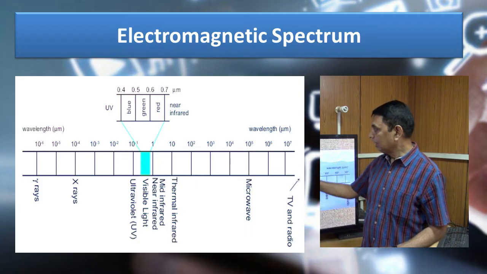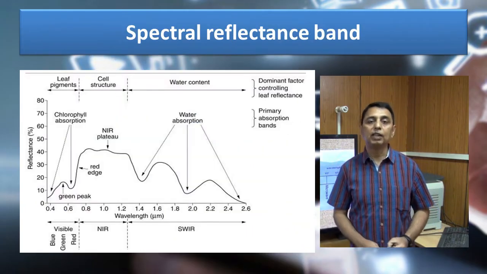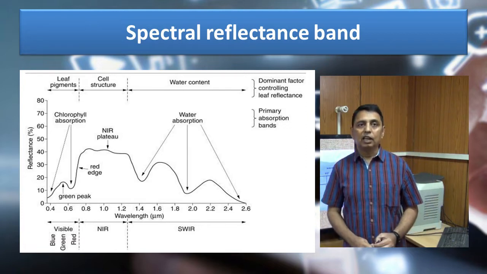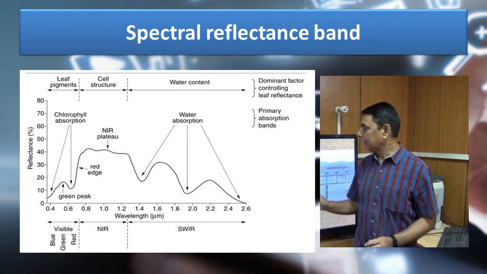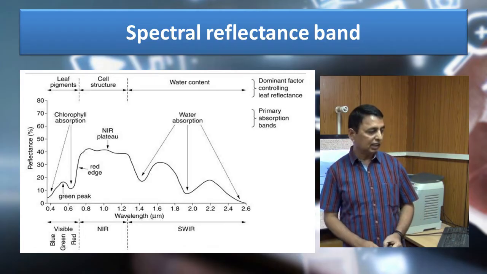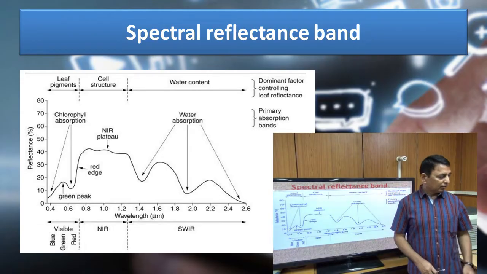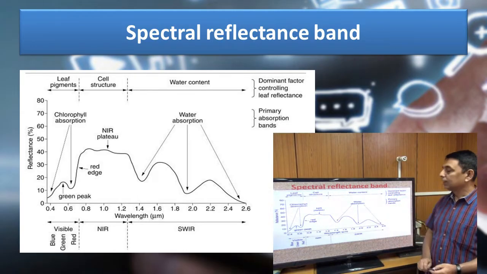Now near infrared starts from 0.7 micrometer to 1.3 micrometer. After that middle infrared, then far infrared. So infrared is also used in remote sensing technique. Now what is happening here, we can say the spectral reflectance band.